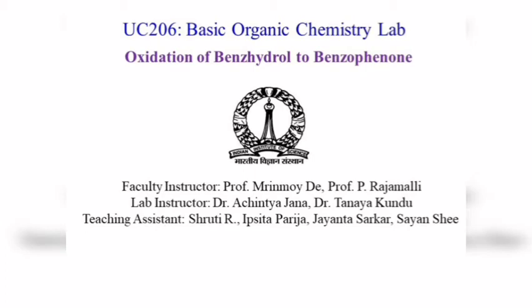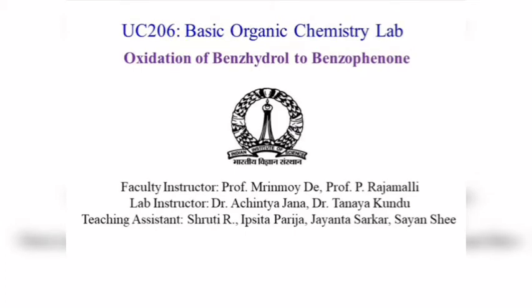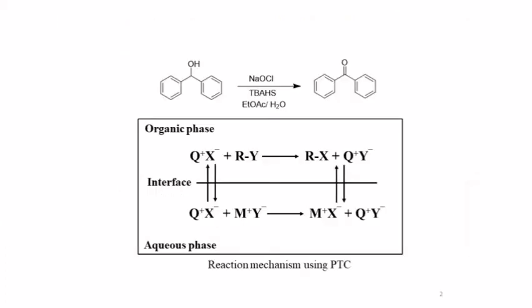Today I will explain experiment number 8 in the UC206 lab, that is the oxidation of benzhydrol to benzophenone. In order to introduce the concept of green chemistry to our students, this basic laboratory experiment is chosen. This is the reaction scheme.